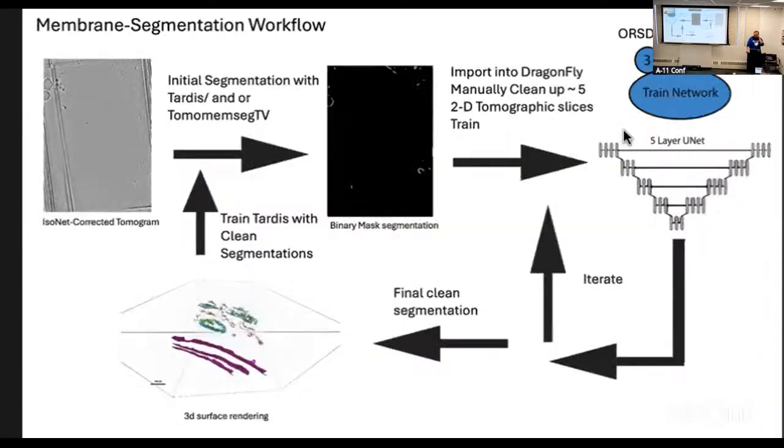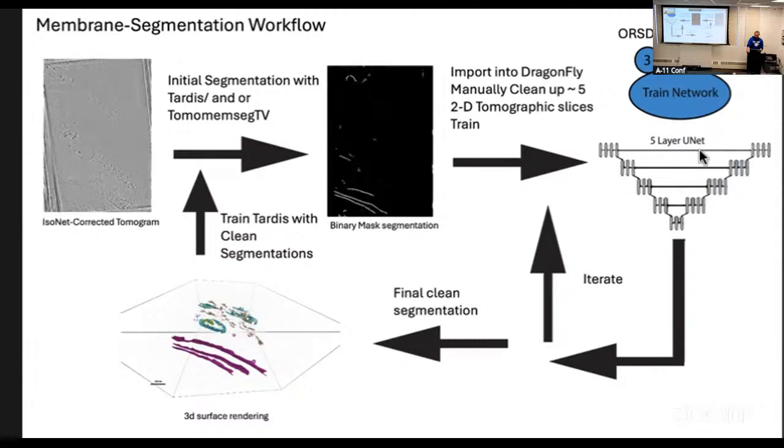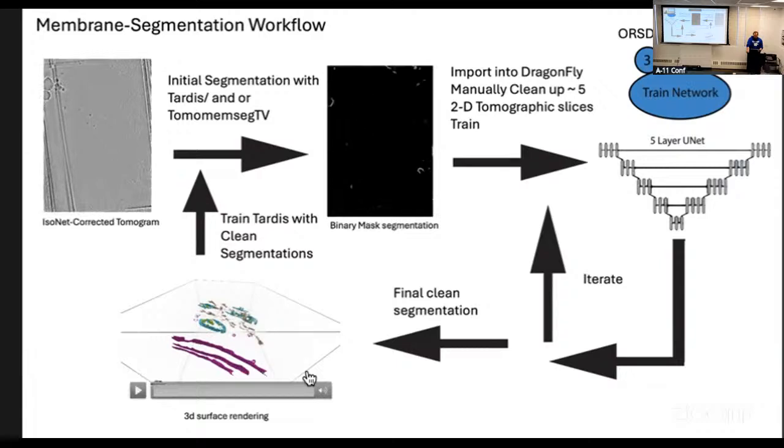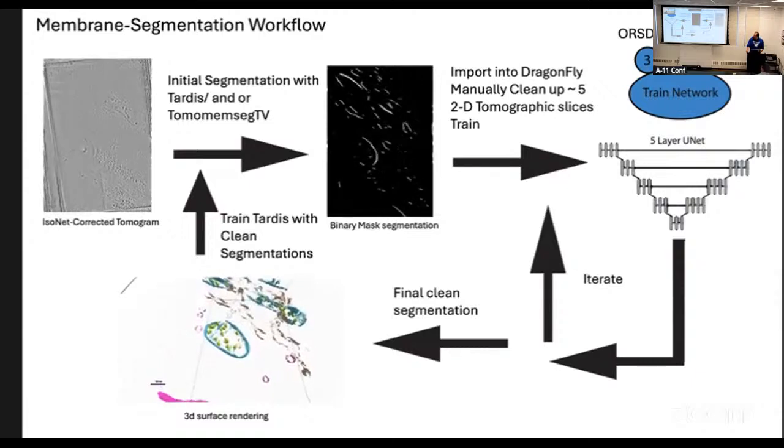It's kind of cool. This is one way of segmenting it. You can take an initial segmentation from something like TARDIS, filament segmentation, maybe membrane segmentation, and import that into Dragonfly. Train on five frames and clean it. This uses a U-Net layer architecture, so you can take these frames, train it, and it'll predict the segmentations of the whole tomogram. You can iterate this if you want, and then finally clean the final segmentation. This came from a little bioRxiv paper we did here.